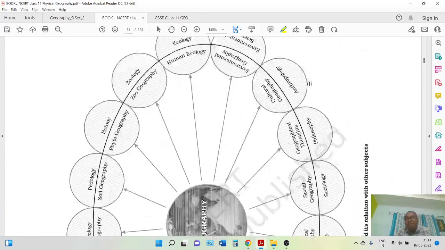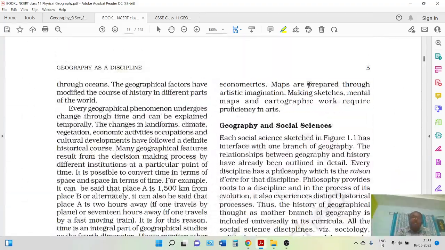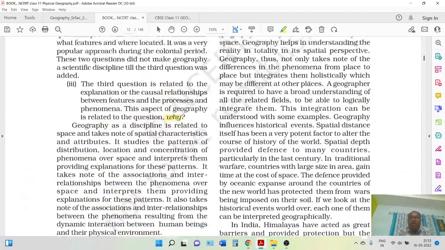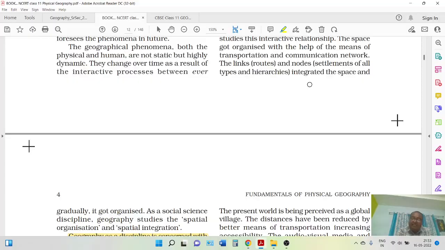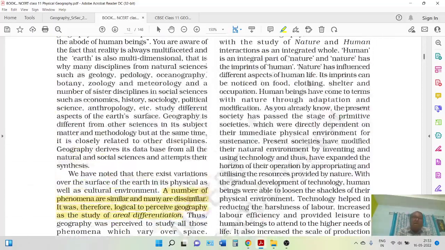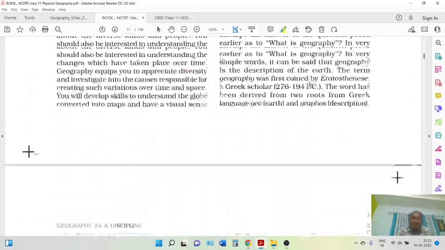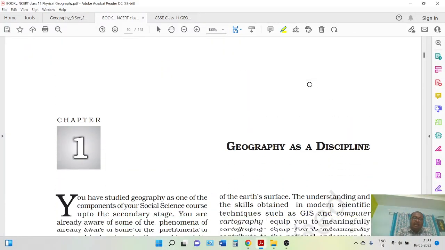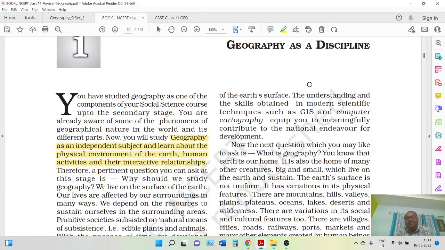I will post the study material till this much. Do revise the chapter till page number 4 of your Fundamentals of Physical Geography, chapter 1, Geography as a Discipline. I am your teacher, Pratik Chakraborty. In the next class, we will discuss in detail the last unit of this chapter.